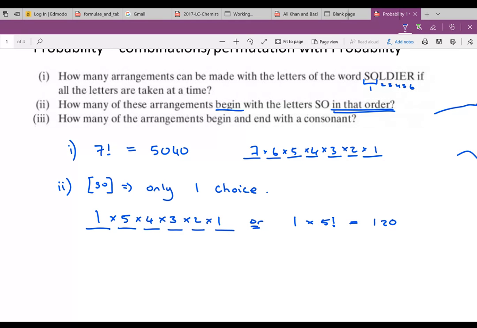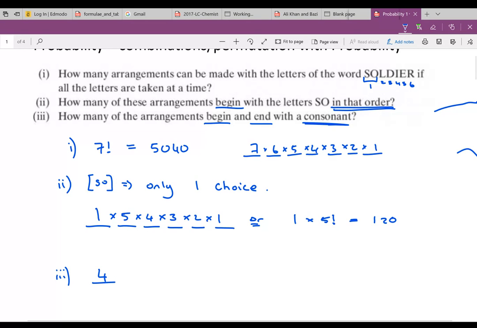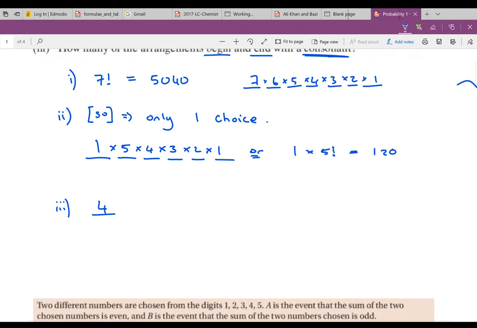You then have how many of these arrangements begin and end with a consonant. If it is to begin with a consonant, there are 4 consonants: S, L, D, and R, so there are 4 of them. I again have 7 letters, 1, 2, 3, 4, 5, 6, 7. If it begins with a consonant, one of those consonants is gone. I have 3 left to put at the end, so one of those 3 has to be at the end.